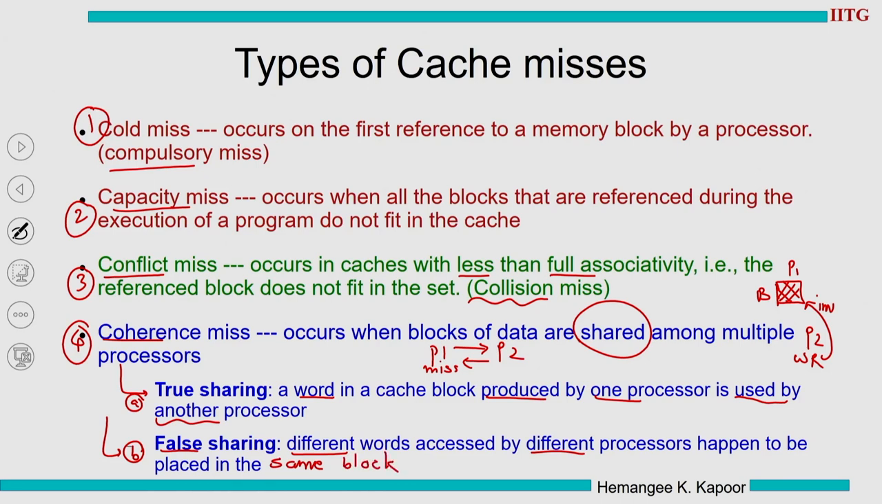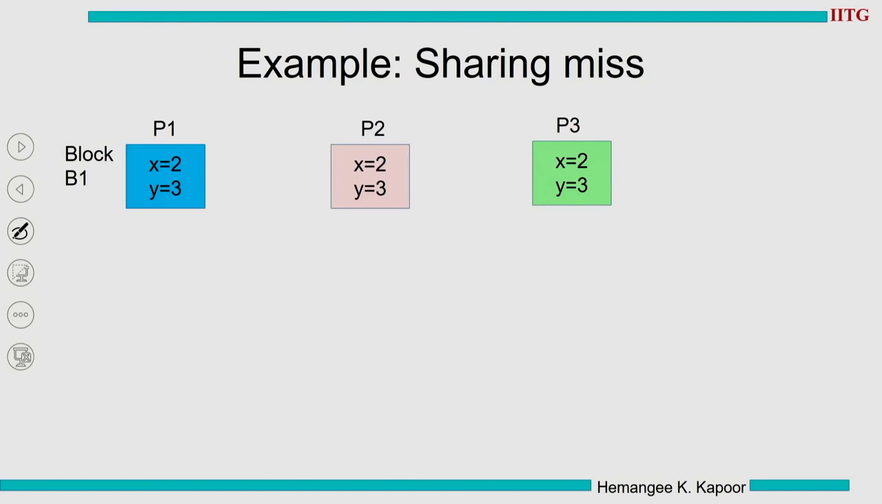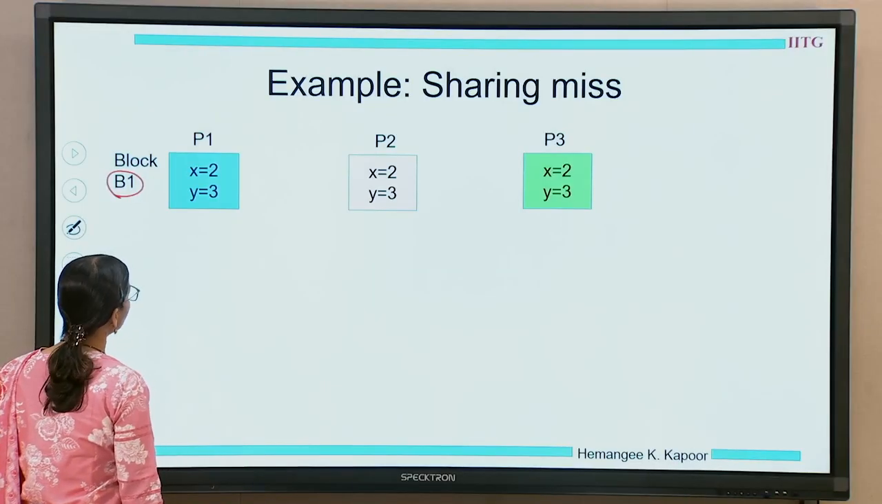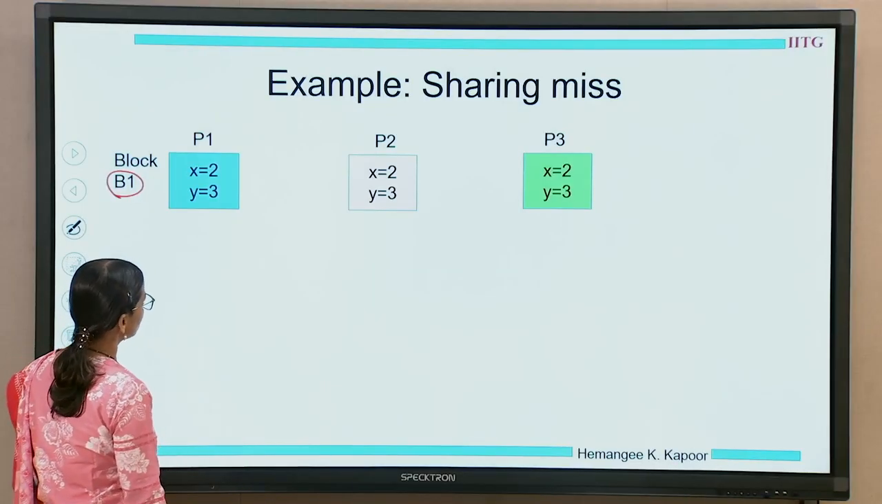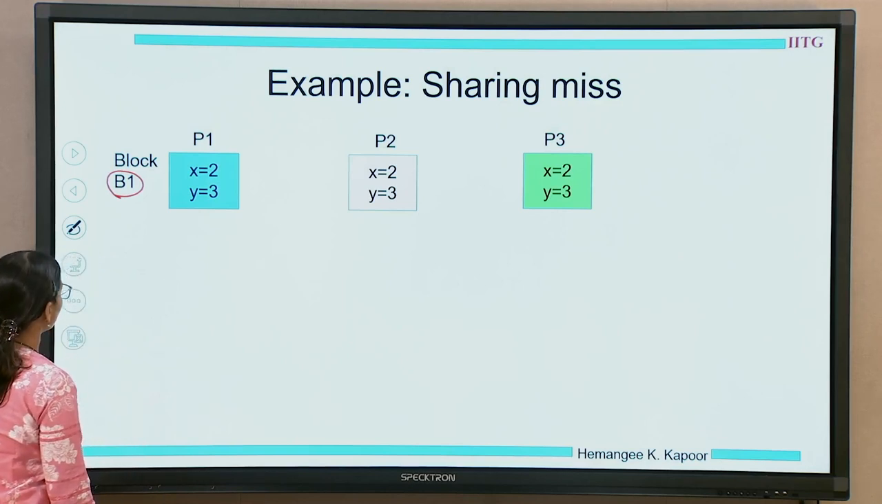Okay, so let's take an example. Here I have processors P1, P2 and P3. It is the same block. The color represents the processor and the data or the block is the same. So we are discussing block B1 being shared in all three processors. As you can see, the value is the same because they are all reading the cache block.